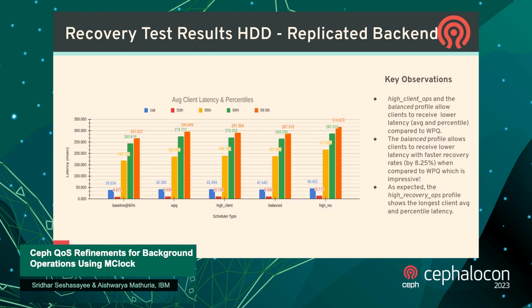And the most important thing is the balanced profile. You can see that the numbers here are pretty impressive, considering that the recoveries happened much sooner than what WPQ performed. And of course, high recovery showed the highest client latency as expected.